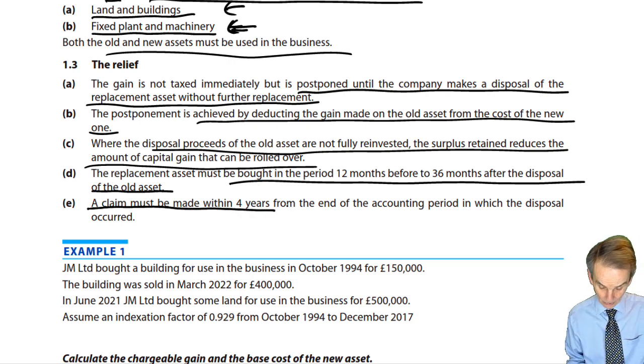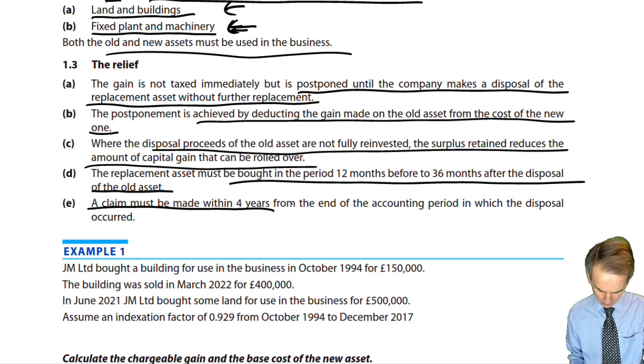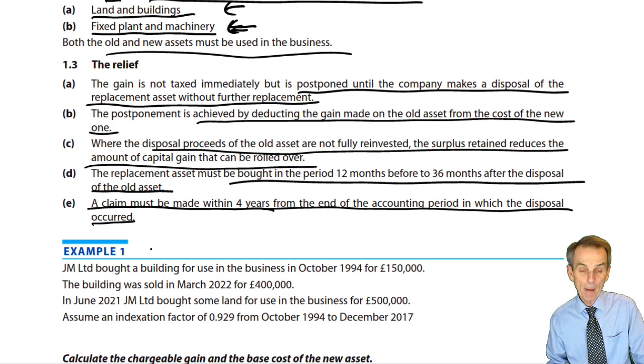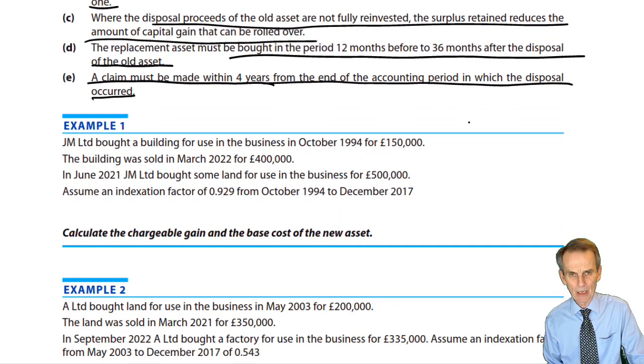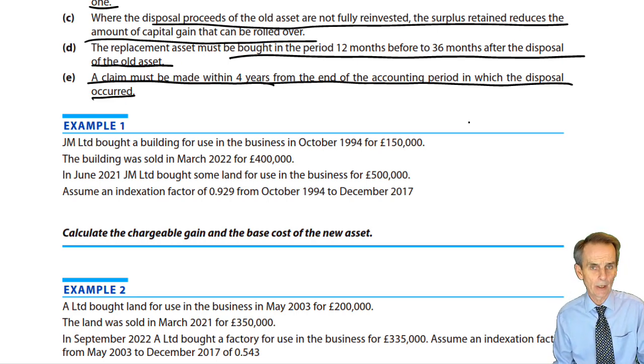A claim must, of course, again with these reliefs, most of the ones that we see anyway, a claim has to be made, it doesn't automatically apply, but a claim must be made within 4 years from the end of the accounting period in which the disposal occurred. Again, remember, we're dealing with corporate tax now, therefore we're dealing with accounting periods, we're not dealing with tax years anymore, as we did for income tax when dealing with the unincorporated trader.